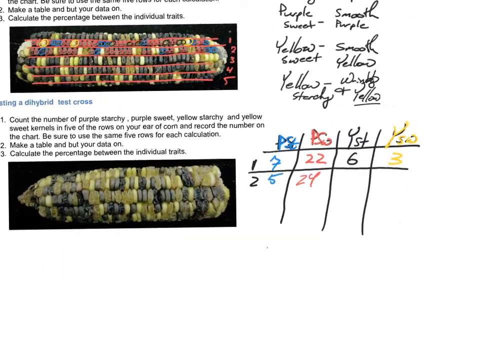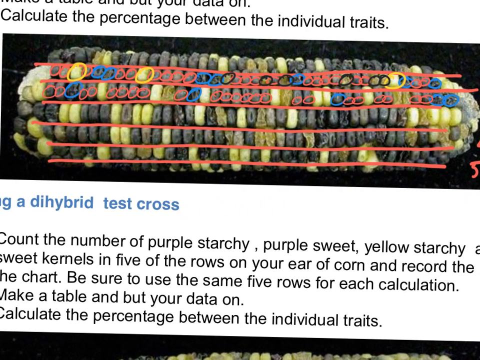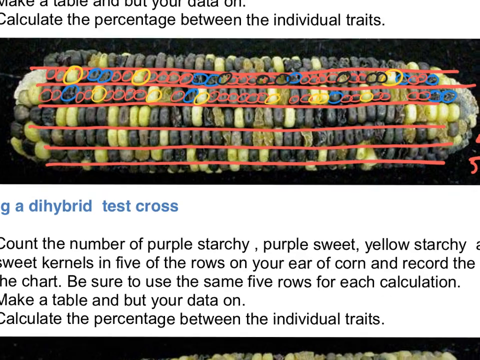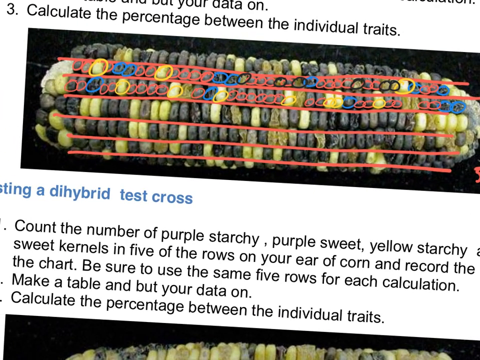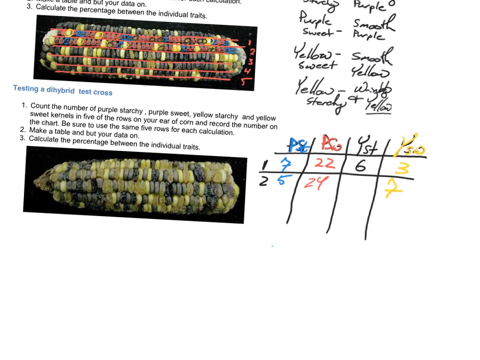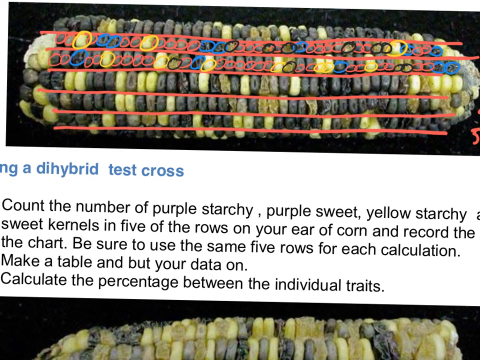Yellow starchy, let's go with the yellow ones, the sweet ones first. The yellow sweet, so that's 1, 2, 3, 4, 5, 6, 7. And then the last one is the black ones, which are what we got here. 1, 2, 3, 4. Third row. We got, what do we got?